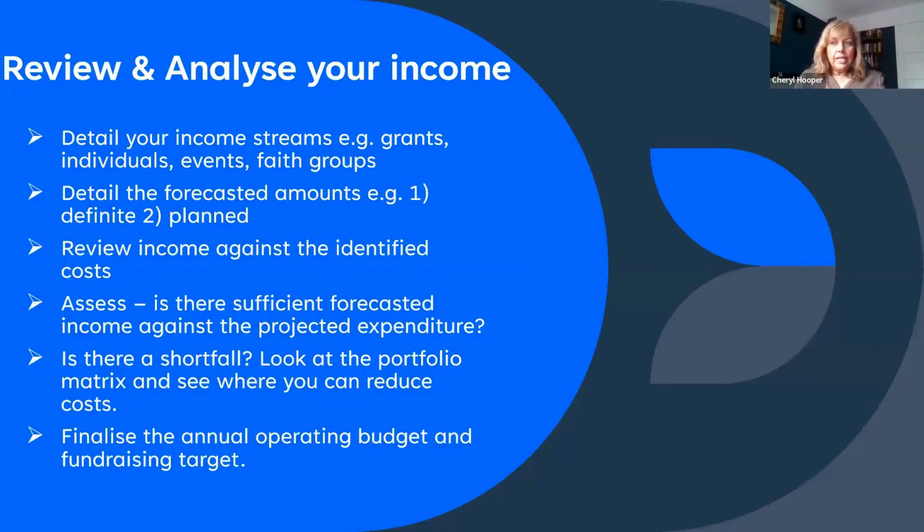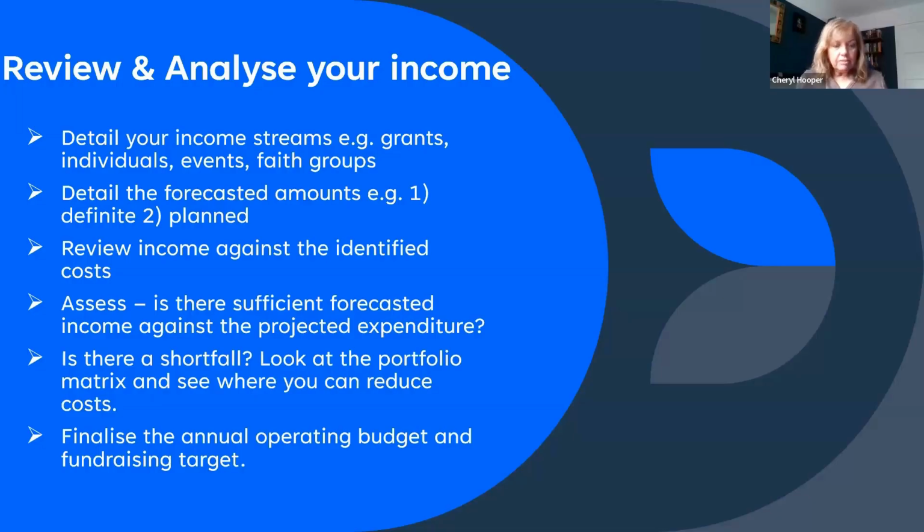So far, we have looked at the process of analysing the cost base or expenditure to operate your NGO and your various projects. After this, you need to look at analysing your income and breaking this down into definite income that you can rely on and other planned income that you feel you have a reasonable chance of securing. So this forms the basis of forecasting your fundraising target, which you can then compare to your budgeted expenditure costs.